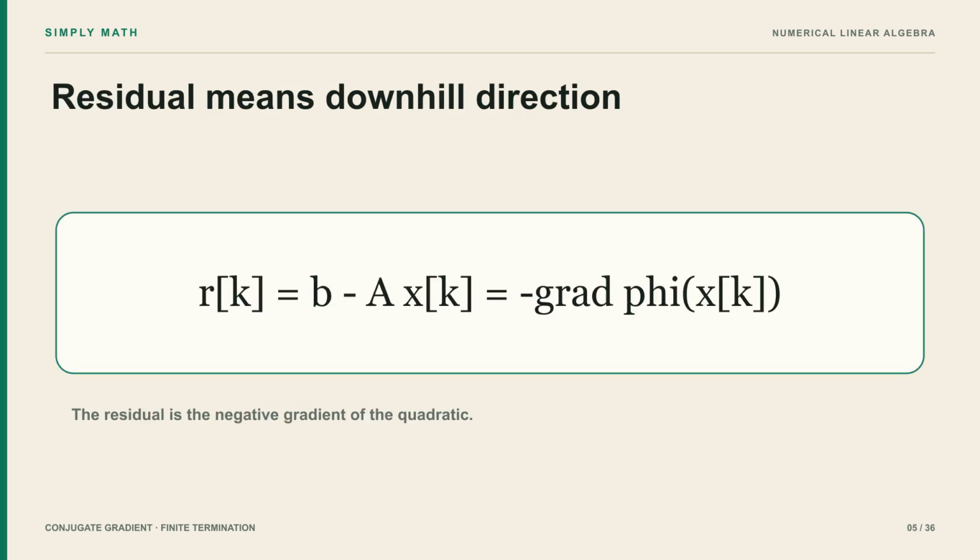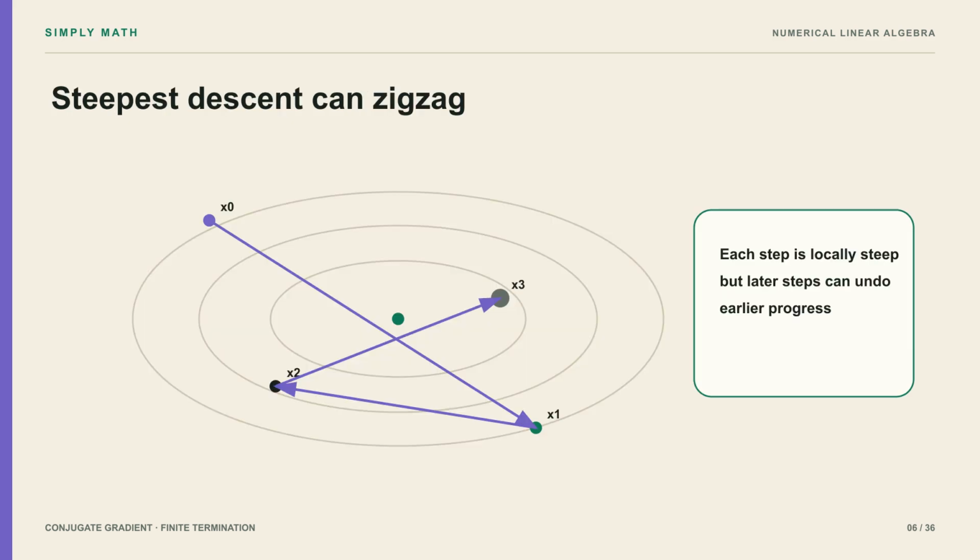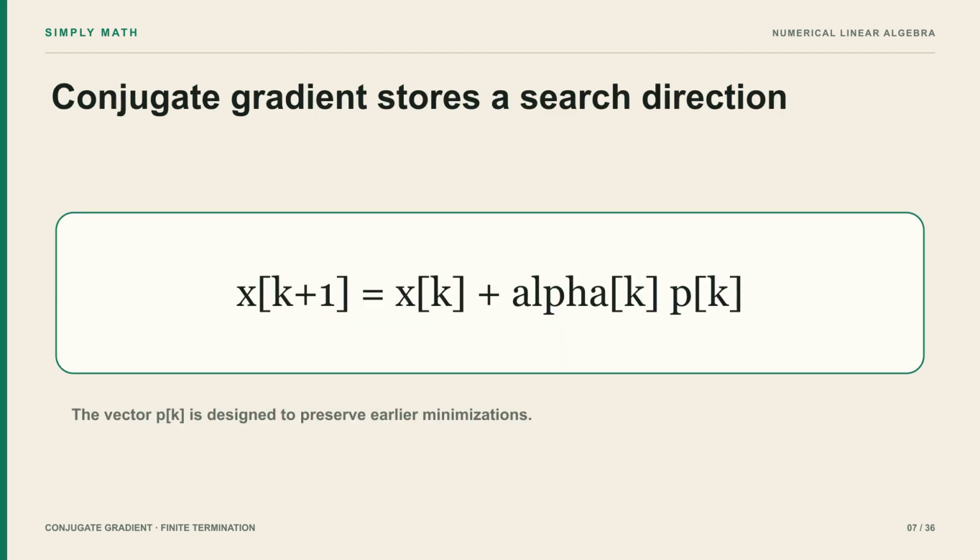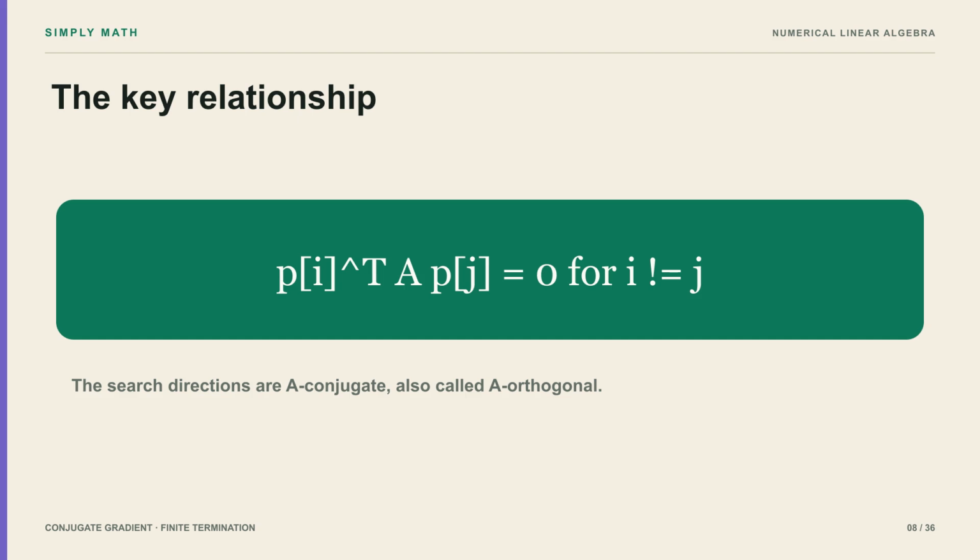At each point, the residual is the negative gradient, so it points downhill. Steepest descent follows the current residual, but on a stretched bowl it can zigzag and revisit old work. Conjugate gradient moves along a carefully constructed search direction p_k. Different search directions are conjugate with respect to A: p_i transpose A p_j equals 0.